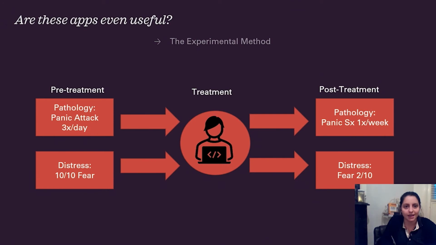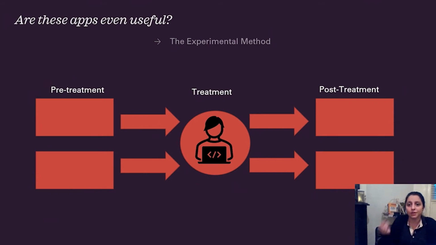To think about that in a different way, you have a pre-treatment condition. You have the number of panic attacks that people are having, and then you can also test them in the moment: how distressed are they when they're in a hospital setting? You give them your app, and then after treatment, you find out that they're having fewer panic attacks, and they're also saying that they're less distressed. So that's if you're using the scientific method, the experimental method.